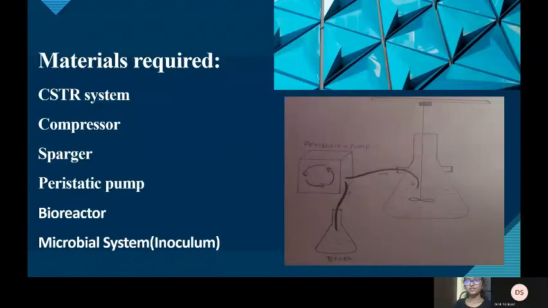Materials required: CSTR system, compressor, sparger, peristaltic pump, bioreactor, microbial system. Here we took the microbial system as E. coli, and it can vary from experiment to experiment. This is a rough sketch of the experimental setup.